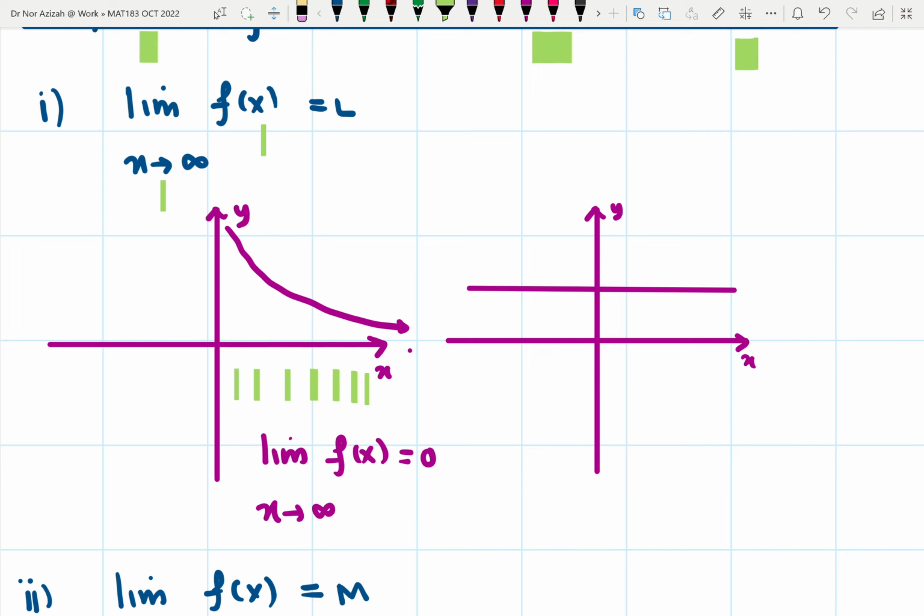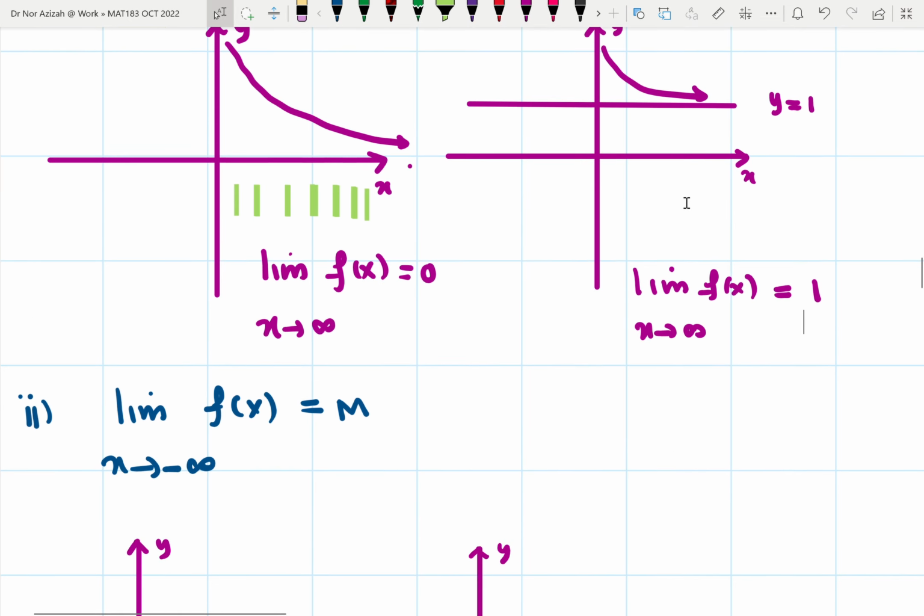So look at the second example. Let's see, this one is y equals 1. Okay, y equals 1. So if you have the limit of the function when x goes to infinity, so let's say this one. Okay, so you can say that the answer is 1. So next, look at this example. These properties, second properties.